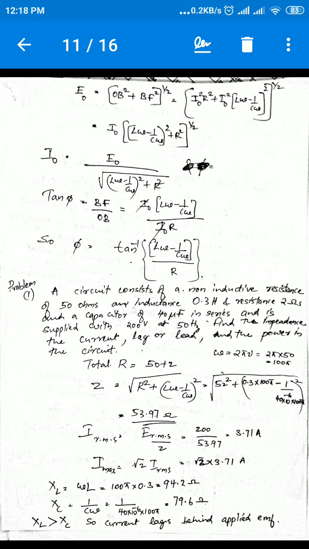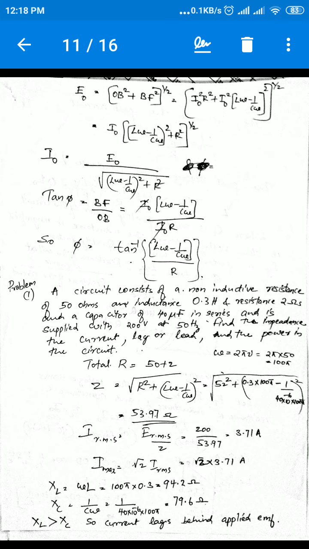So the total resistance will be the resistance of the resistor and the inductor, which is 50 plus 2, 52 ohms. And the frequency is given, which is 50 Hertz. So if you have to write angular frequency, it should be 2 pi nu, so 2 pi into 50, which is 100 pi. Okay. Now the total impedance you have to find.